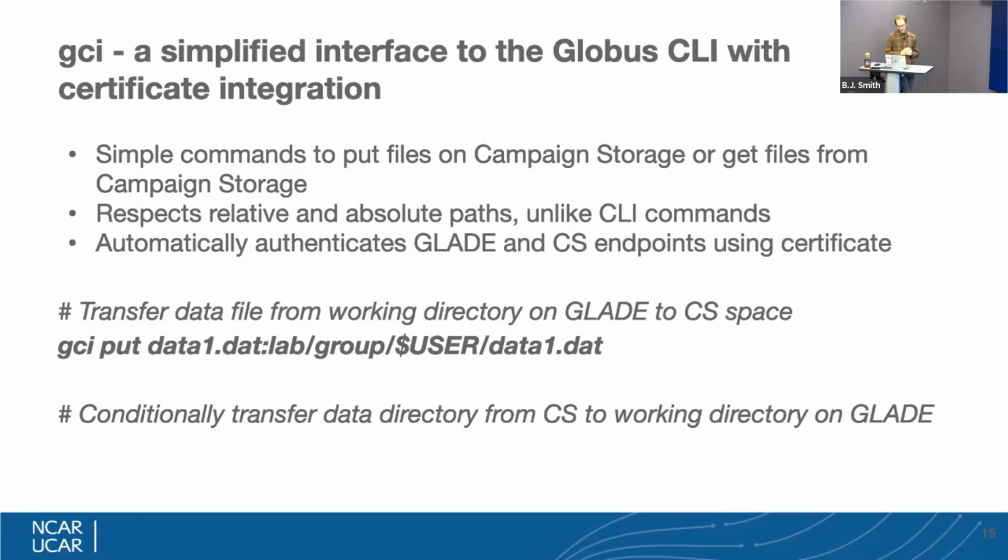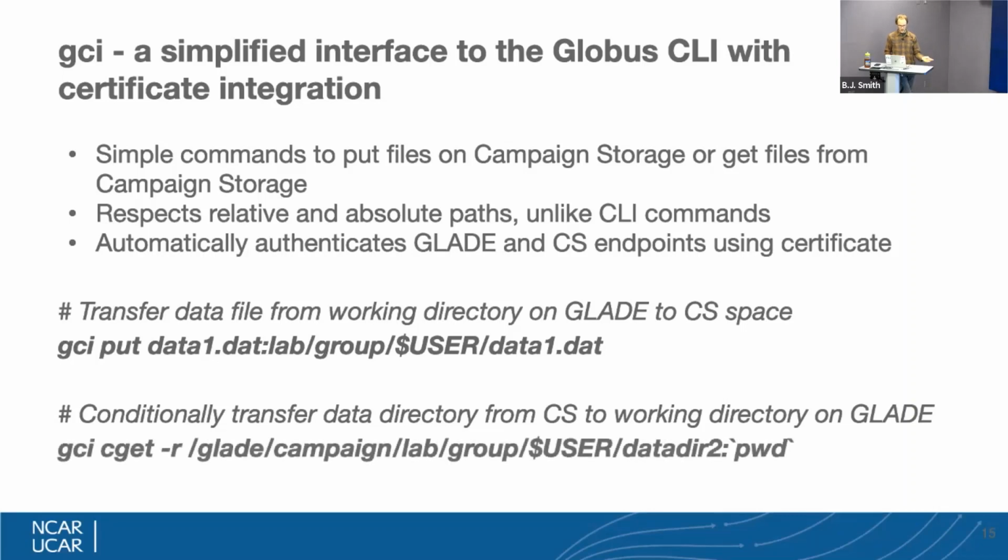Let's say I wanted to conditionally transfer, or sync by modification time, a data directory from campaign storage to my working directory on Glade. So I wanted to pull something from campaign storage. I could do this GCI cget with a -r for recursive, and then the path to the data directory on campaign storage. And here I'm just using the shell to say use the present working directory command, so put it in my present working directory.